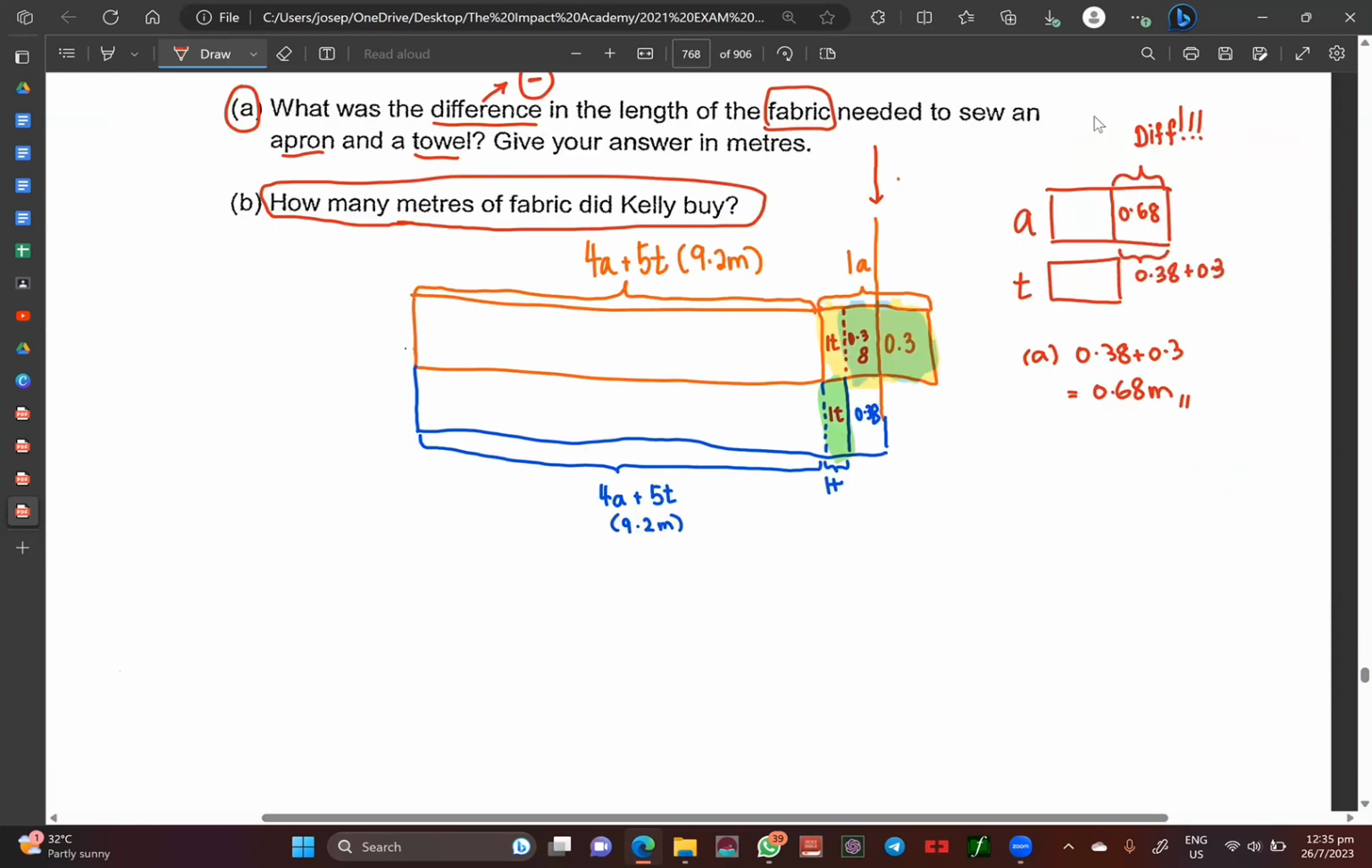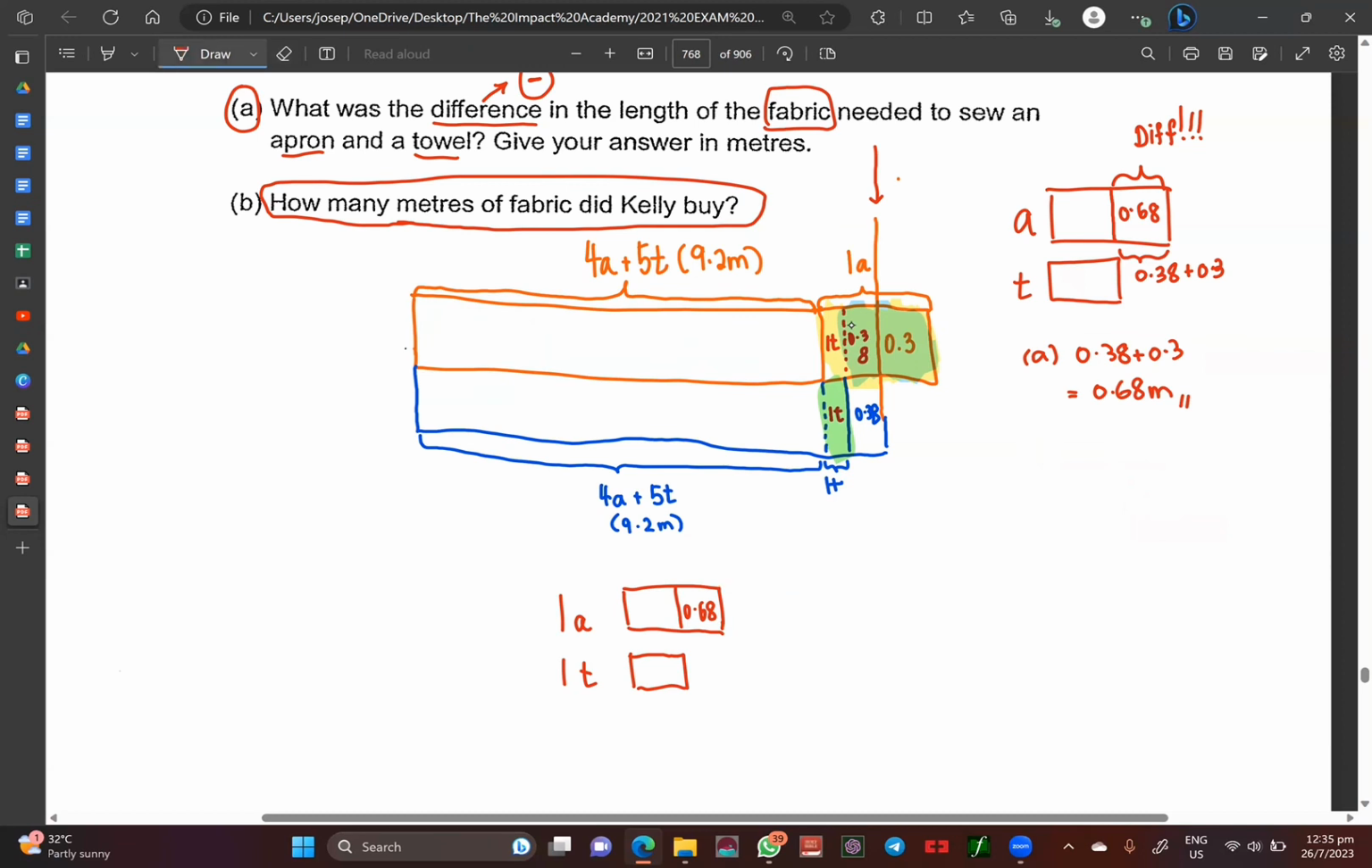You remember just now how in the earlier part of the question we saw that 4A plus 5T is 9.2, correct? Since I know 1A and 1T look something like this, and this is 0.68, how will 4A look like? Does that make sense? All right, so we are going to draw the model for 4A.